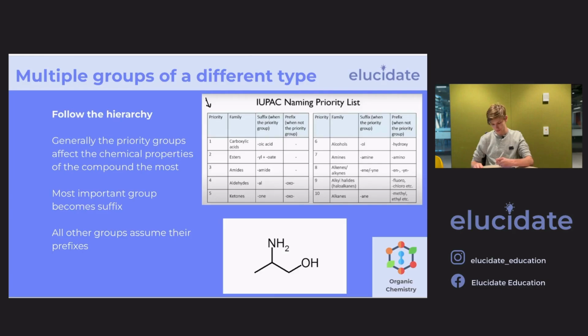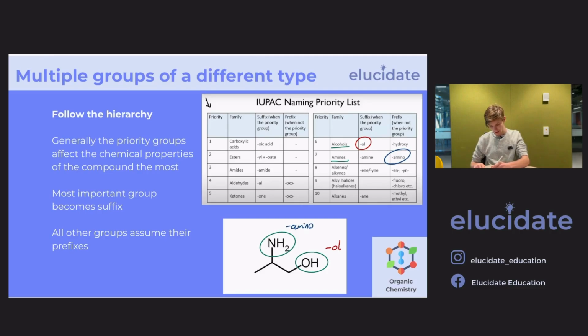So we've got 2 functional groups. We've got an alcohol at the back. We've got an amine up here. If we look at our chart, we can see amines are over here, alcohols are up here. So alcohols are more important than amines. So since alcohols are more important, we'll be using the alcohol suffix because they're the top priority group. So again, we're using the suffix ol. And since our amine group is not the most important priority group, then we're going to be using the prefix. So in this case, amino.